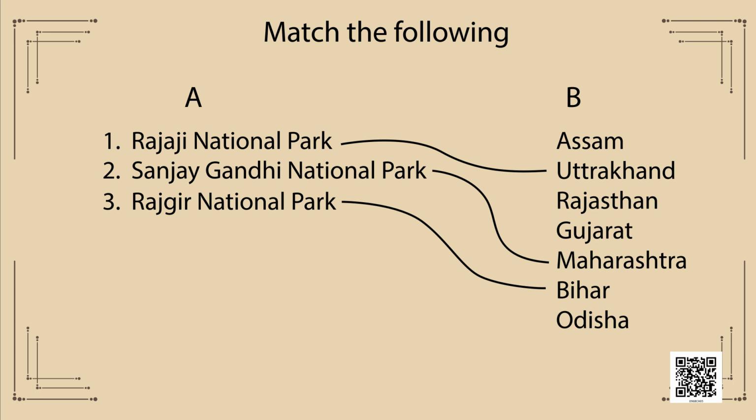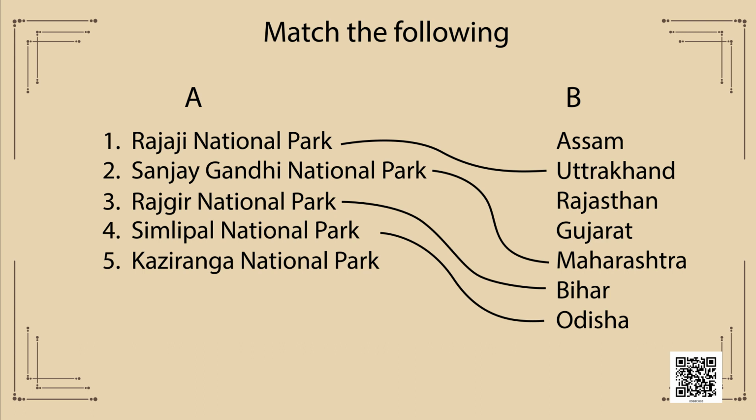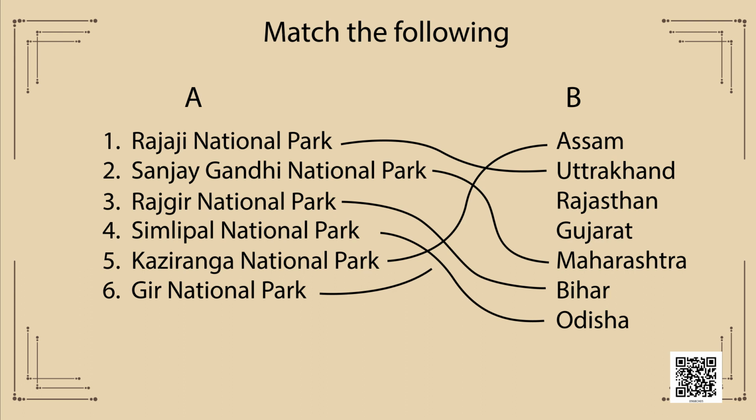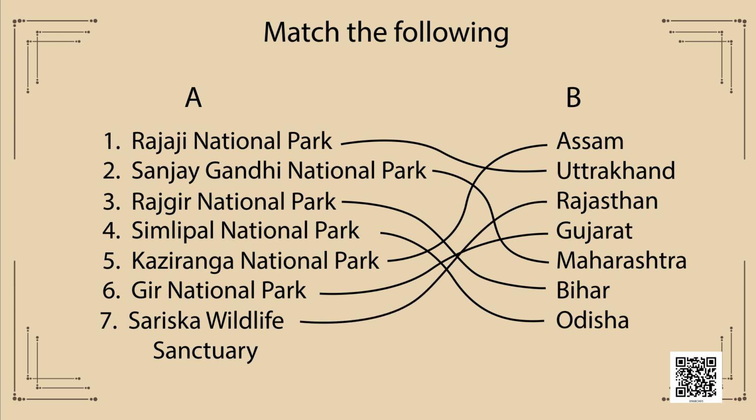The next one is Similipal National Park. Children, Similipal National Park is in Odisha. Next we have Kaziranga National Park, which is in Assam. Next is Gir National Park, which is in, yes, Gujarat. The last one is Sariska Wildlife Sanctuary, and it is in Rajasthan.